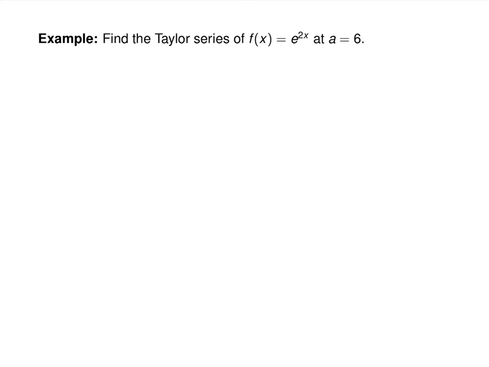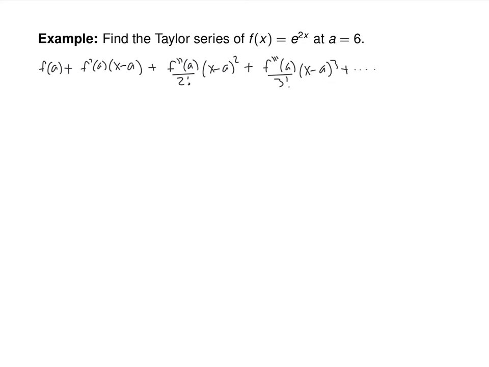So using the definition, let's find the Taylor series for e to the 2x at a equals 6. So remember that the Taylor series is given by f of a plus f prime of a times x minus a plus the second derivative at a over 2 factorial x minus a squared plus third derivative at a over 3 factorial x minus a cubed, etc. So to find the Taylor series, we're going to need to find a whole bunch of derivatives and look for a pattern.